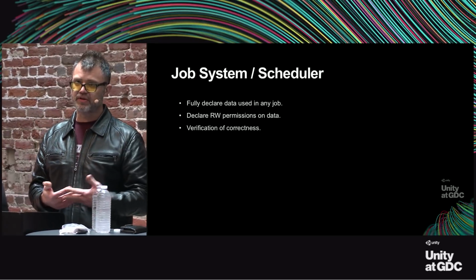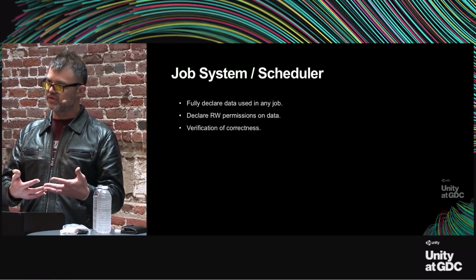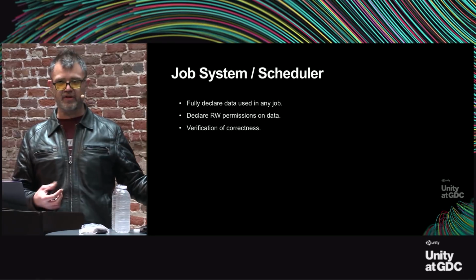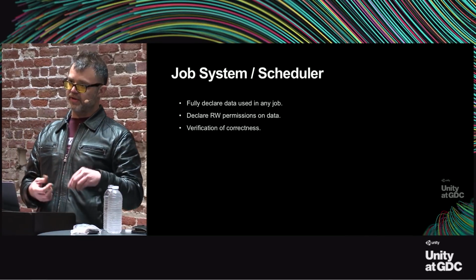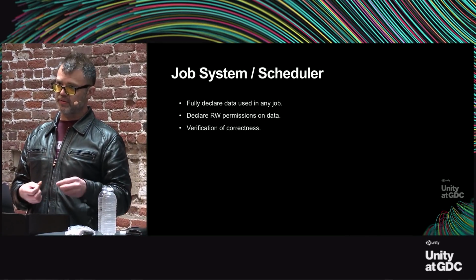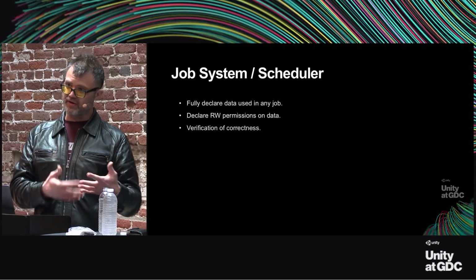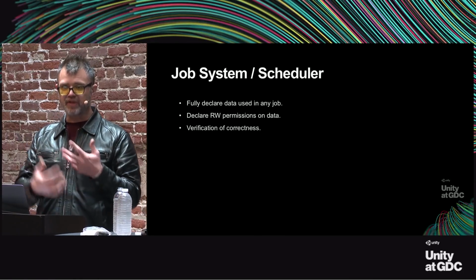What this allows us to do across the board for everything that uses the system is verify correctness. We can tell you whether or not something is working. We can tell you whether or not there's potentially going to be a race condition here. And so it gives you a lot more flexibility in terms of iteration.